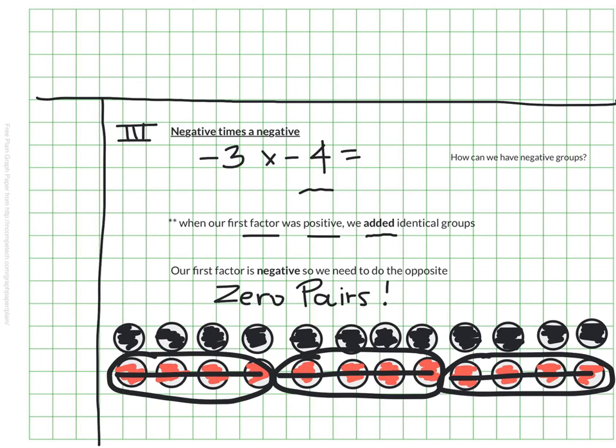Now that I have successfully removed 3 groups of -4, I do have a value on my board, and that value, if I count all these black chips up, is 12, and it happens to be a positive 12. I'm left with 12 black or positive chips remaining. So -3 times -4 is positive 12. And since that probably seemed a little unfamiliar, let's do that one more time.